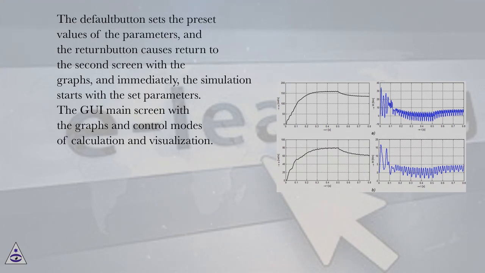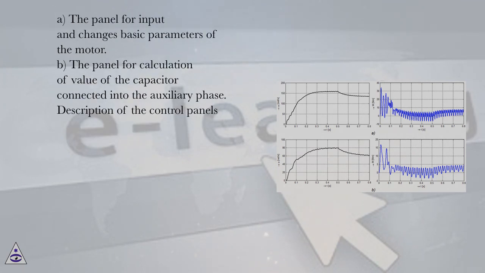The GUI main screen with the graphs and control modes of calculation and visualization. A. The panel for input and changes of basic parameters of the motor. B. The panel for calculation of the value of the capacitor connected into the auxiliary phase. Description of the control panels.